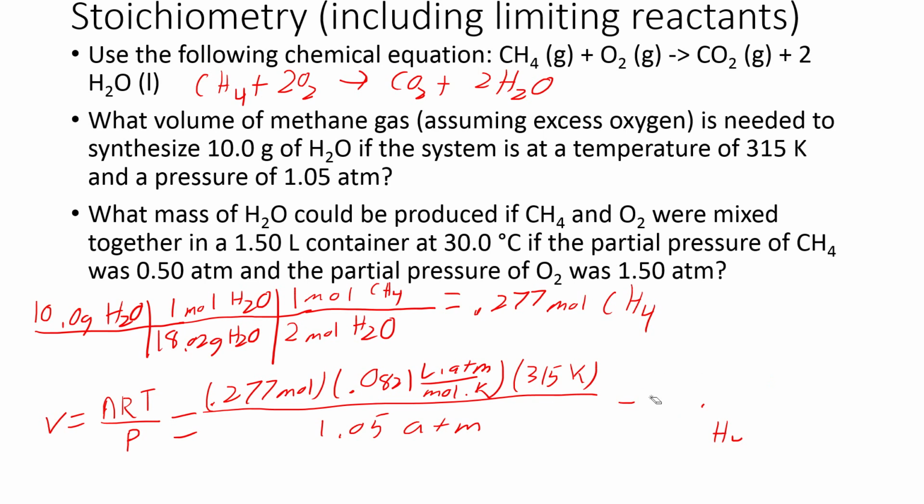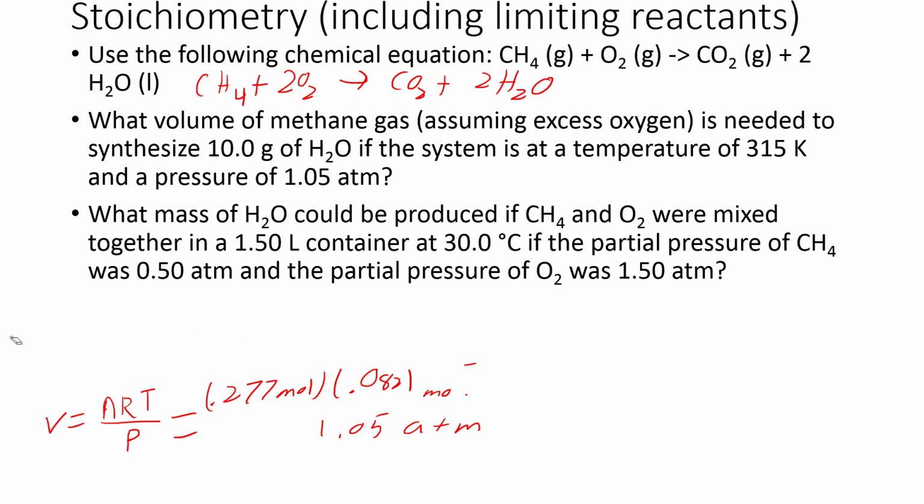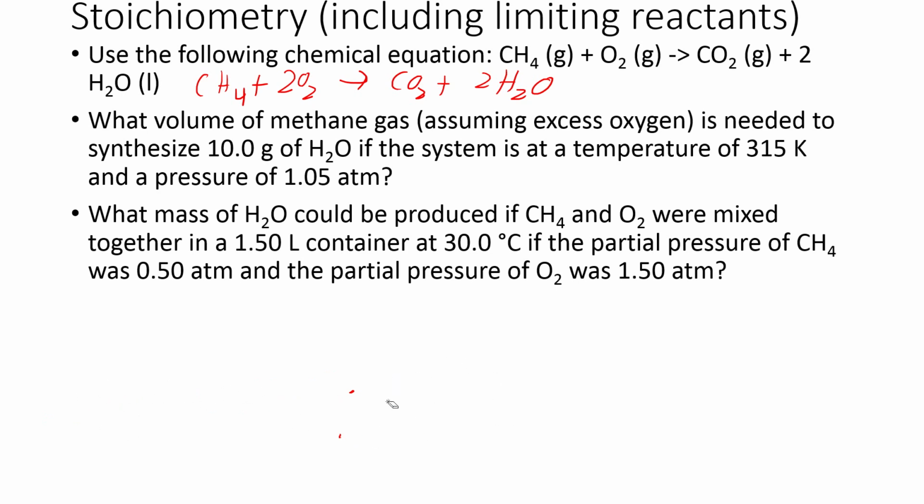So now I'm going to, best I can, get this stuff erased because I want to keep the chemical equation up top. It'll take it a second. So, what mass of water could be produced if methane and oxygen are mixed together in a 1.5 liter container at 30 degrees Celsius, if the partial pressure of methane was 0.5 atmospheres and the partial pressure of oxygen was 1.5 atmospheres?